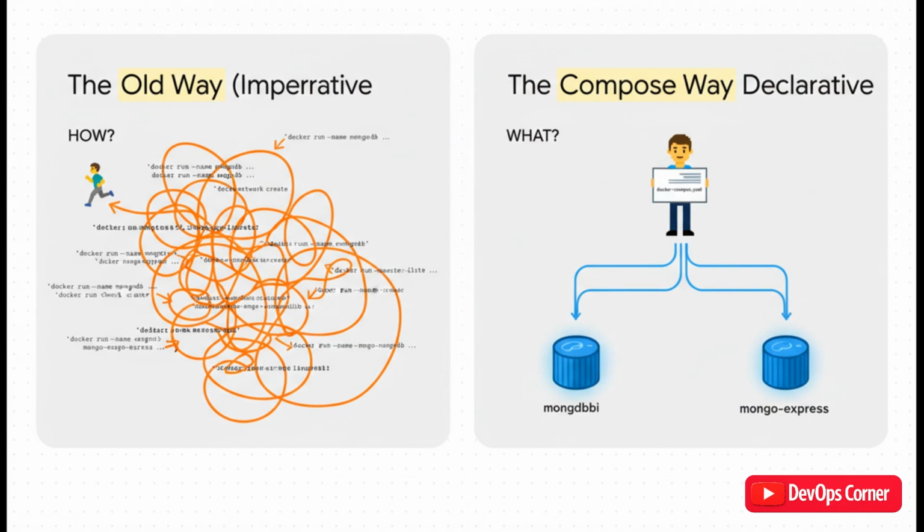And look at this comparison. It's night and day. On the left, you're the micromanager, barking out every single tedious instruction for every single container. It's exhausting. On the right, you're the architect. You're just describing the final vision. I want a service called MongoDB using the Mongo image and another called Mongo Express. You're defining the what, not the how.